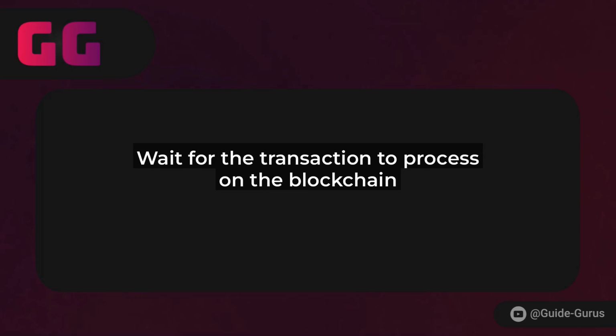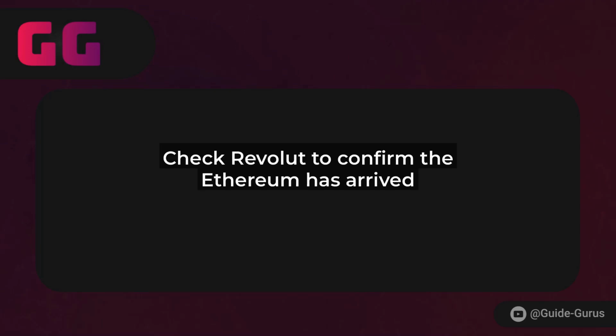A quick tip for 2025. Platforms like Crypto.com and Revolut might have updated interfaces or fees, so always use the latest app versions.